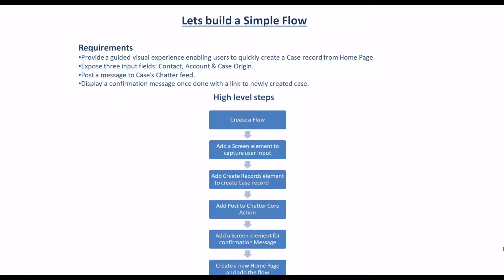Now we are going to build a simple flow to understand the details. Let us go through the requirements first. We need to provide the end user a visual wizard-like screen to quickly create a case record from the organization's default homepage. Users will need to fill three input fields: contact, account, and case origin related to a case record.